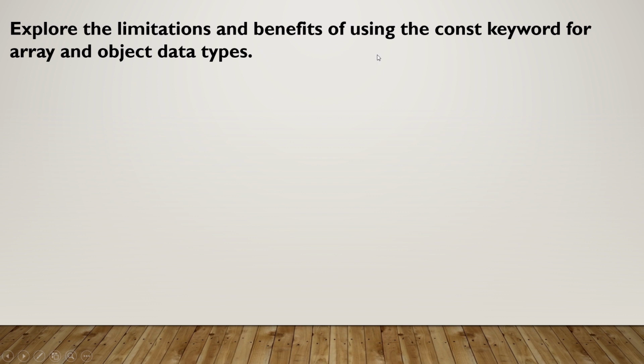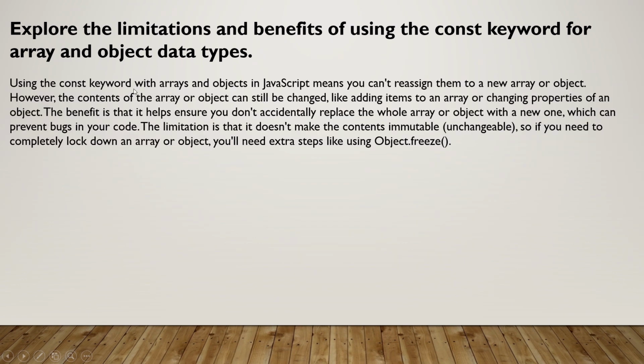Now moving to the next question. Explore the limitations and benefits of using the const keyword for array and object data types. Using the const keyword with arrays and objects in JavaScript means you can't reassign them to a new array or object. However, the content of the array or object can still be changed, like adding items to an array or changing properties of an object. The benefit is that it helps ensure you don't accidentally replace the whole array or object with a new one, which can prevent bugs in your code. The limitation is that it doesn't make the content immutable, so if you need to completely lock down an array or object, you will need an extra step like Object.freeze.